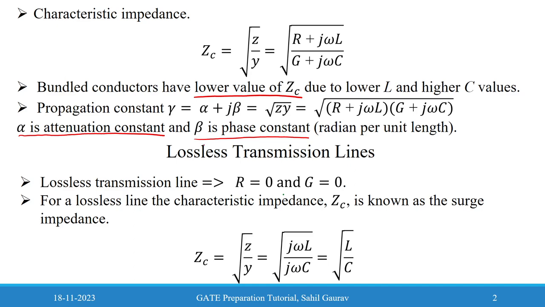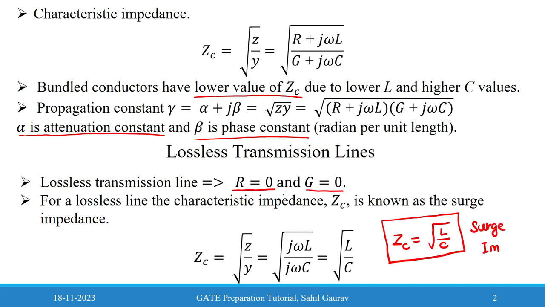Now if you consider a lossless transmission line, that means the series resistance and shunt conductance are considered zero. For a lossless line, the characteristic impedance is known as the surge impedance. If we put R and G as zero, then you will get ZC equal to the square root of L by C. This is very important, the surge impedance: inductance per unit length of transmission line divided by the capacitance per unit length, and we are taking the square root of the whole.